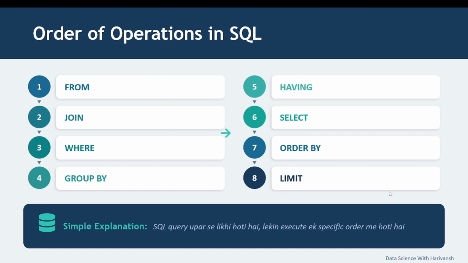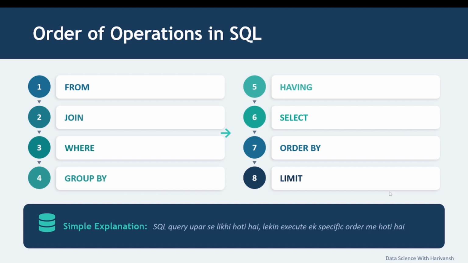To bring this all together with a simple mental model, think of SQL execution as a data pipeline. You first identify where your data comes from, from and join. Then you clean and filter it, where. Then you organize it into groups, group by and having. Then you decide what to show, select. Then you sort it, order by, and finally you limit how many rows to return, limit. Every step feeds into the next, and each step only works on the data that survived the previous step.